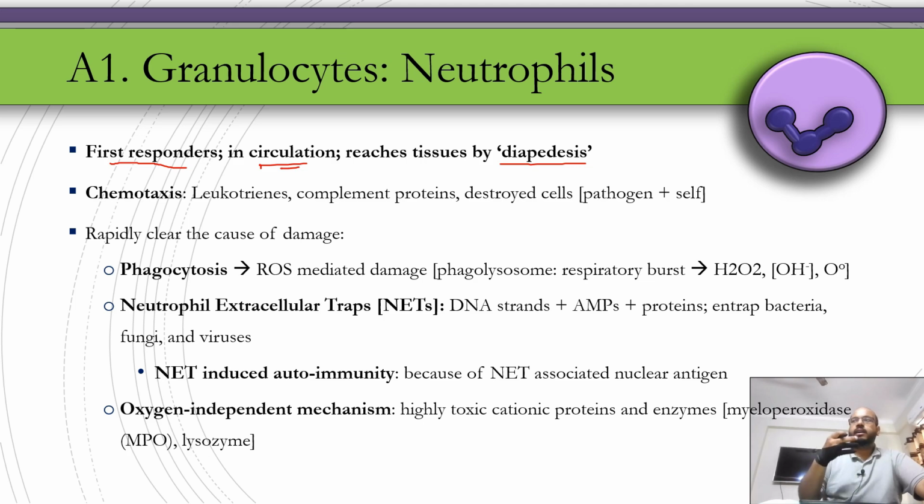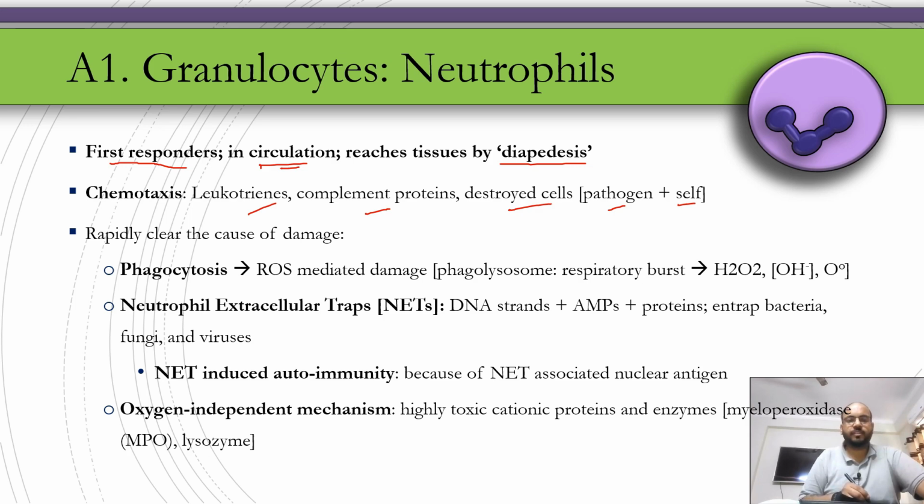Now, if there's an injury and I want neutrophils to come there, I'll have to call the neutrophils. And the chemicals that are used to call the neutrophils are known as chemotactic agents. For neutrophils, these chemotactic agents include leukotrienes, complement system proteins, and destroyed cells, the parts of the cells which are destroyed, in the circulation in the surrounding region. Now, the destroyed cells can be the cells which are from the pathogen or self, the body cells. All the cells which are destroyed release material to call the neutrophils.